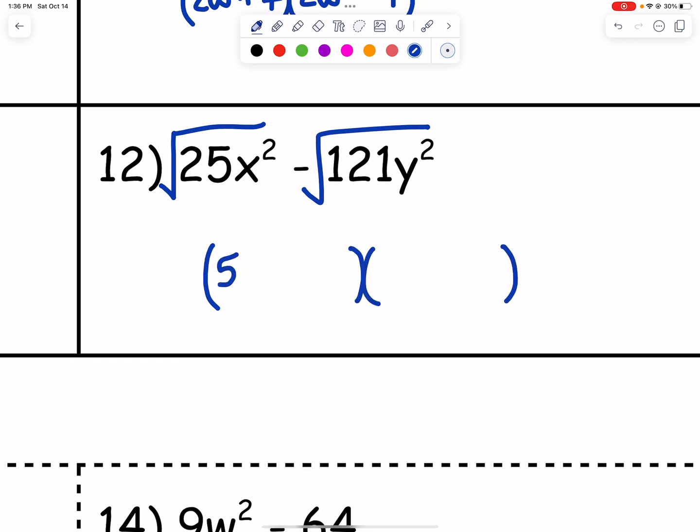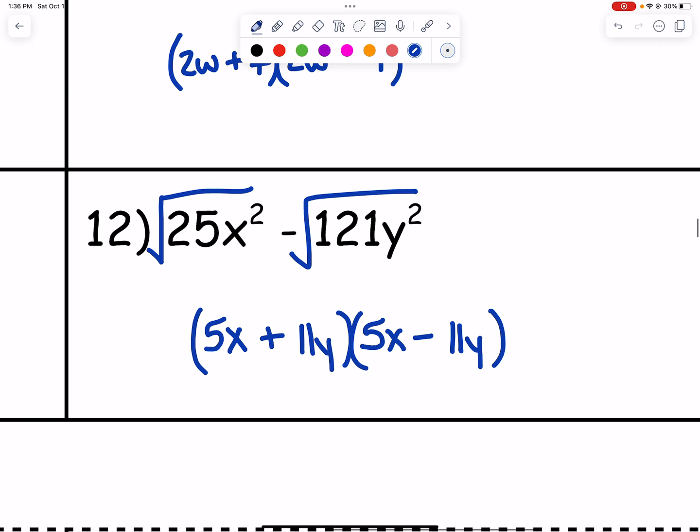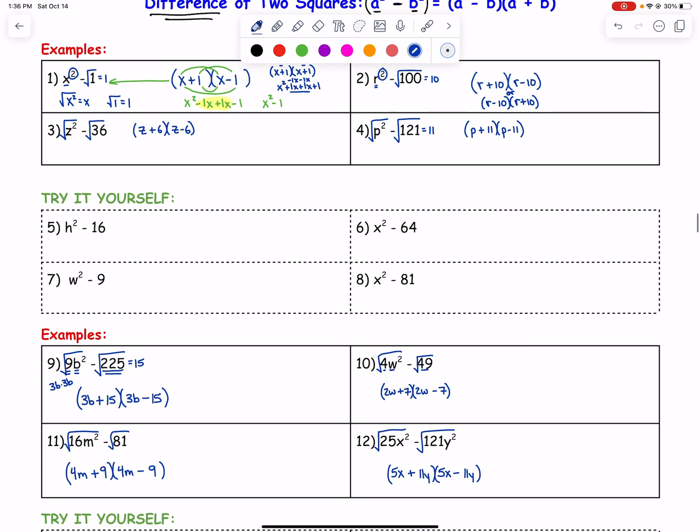So we would get 5x is our square root of 25x squared. And then 11y is the square root of 121y squared. And then we need a plus and a minus. All right, so that is it for our difference of squares.